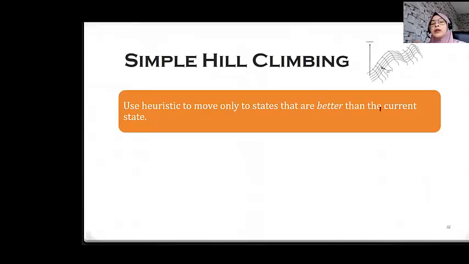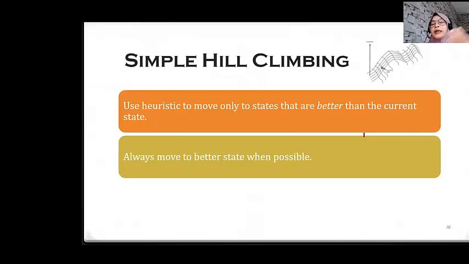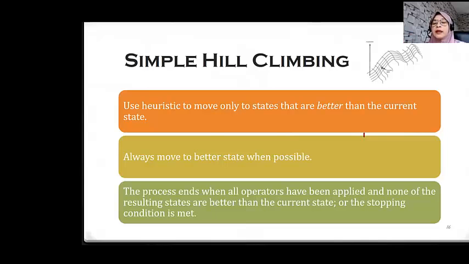Hill climbing uses a heuristic to move only to states that are better than the current state. Always move to a better state when possible. The process ends when all operators have been applied and none of the resulting states are better than the current state, or the stopping condition is met. In simple hill climbing, the neighbor solution is randomly generated. At one iteration, only one neighbor is evaluated. One neighbor is generated, then evaluated. If it is good, then we accept. If it is not good, we randomly generate another neighbor solution and evaluate whether we accept the new solution or discard it. We accept only if the new solution is better than the current solution.